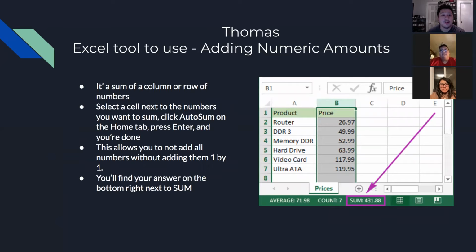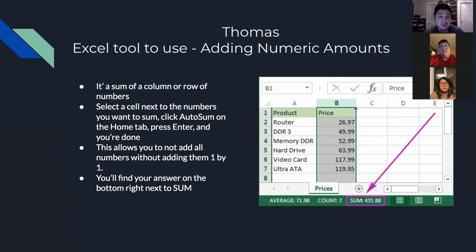Okay, so the tool that I'm going to talk about is adding numeric amounts. Adding numeric amounts, it's a sum of a column or a row of numbers, either, as you can see, 1, 2, 3, 4, 5, 6, 7, 8, or A, B, C, D. As you can see as well, it's pretty much all your numbers added up into one category.